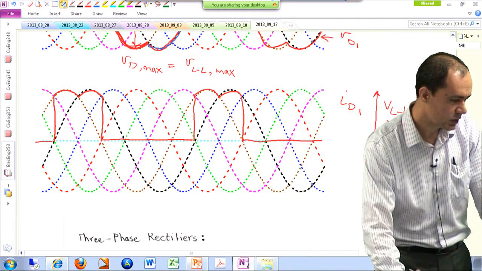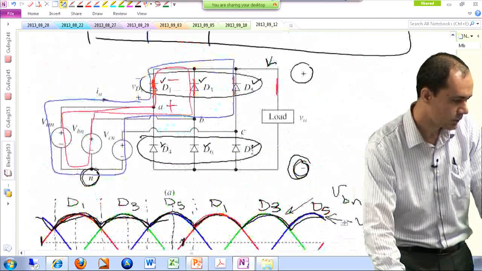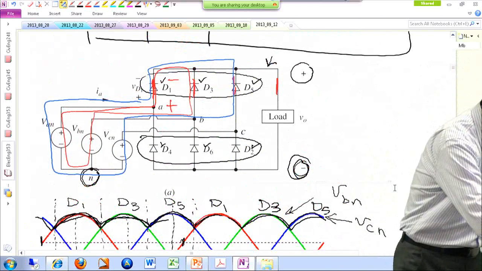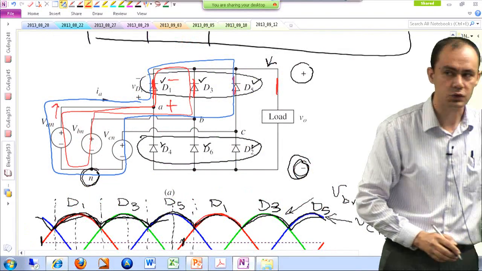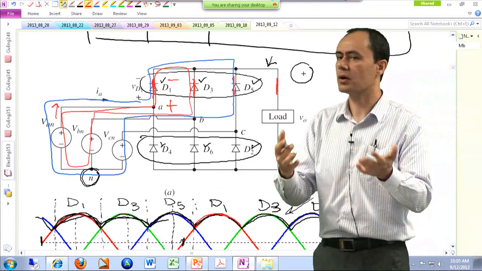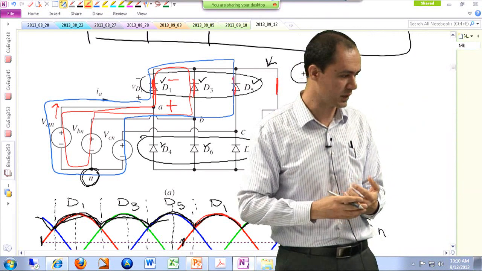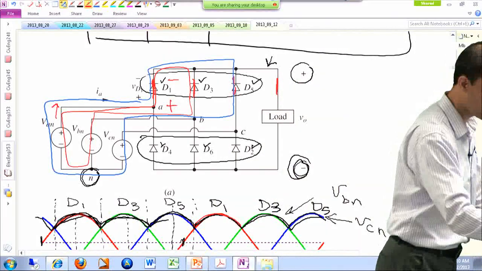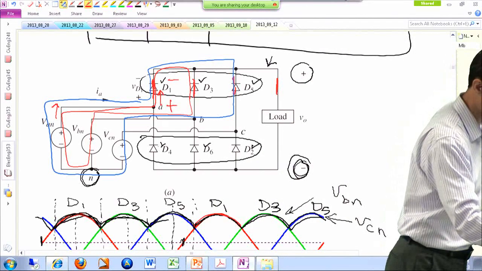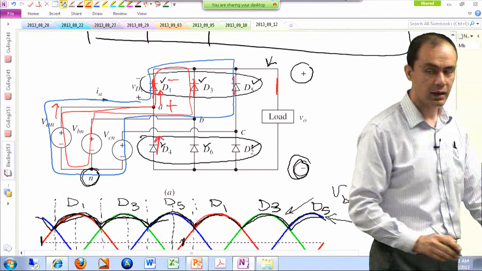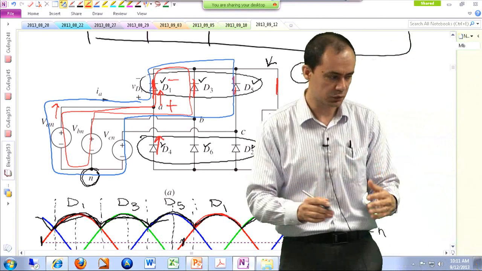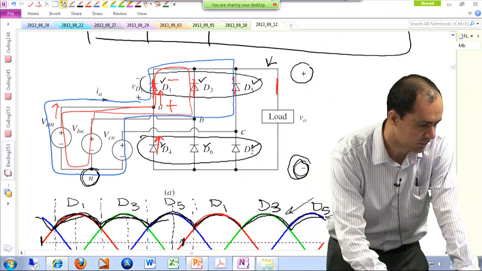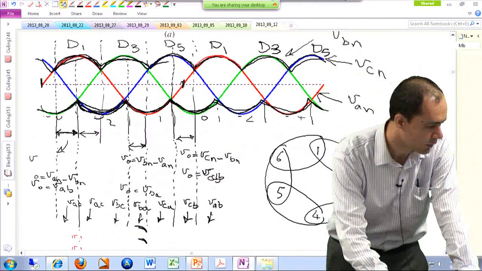And ultimately, let's say you're curious about what is the current that is being drawn from the source. For instance, phase A, what is the waveform of the current that is being drawn? If you are interested in that, you have to look at D1 current over here, and then D4 current over here, and then subtract them from each other. That would be your current of phase A. So I'm just going to plot it over here.